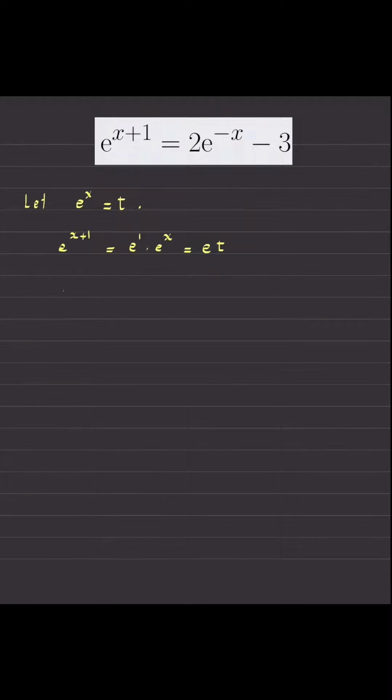Okay, and then I have e to the power of minus x, which can be written as 1 over e to the power of positive x, but e to the power of positive x I called t, so it becomes 1 over t. So instead of this expression I put e times t, and instead of this expression I put 1 over t, and my equation now becomes an equation only in terms of the auxiliary variable t. The left hand side becomes e times t, the right hand side becomes 2 times 1 over t minus 3.